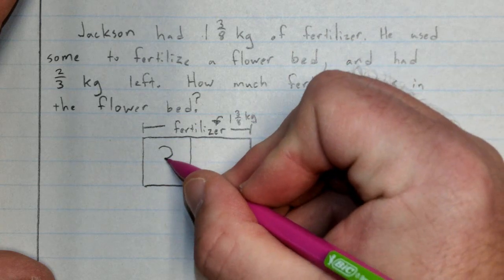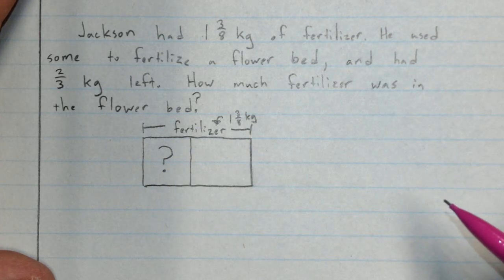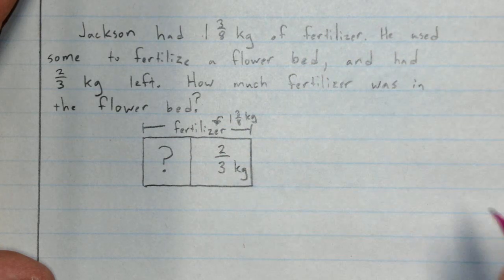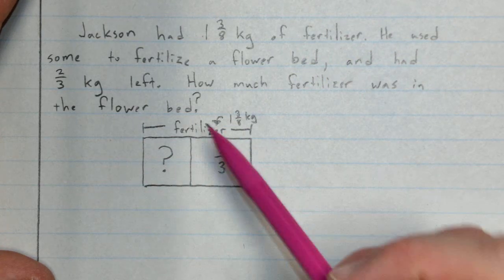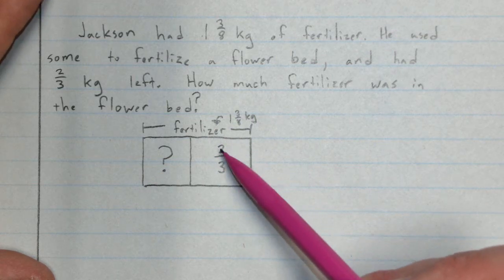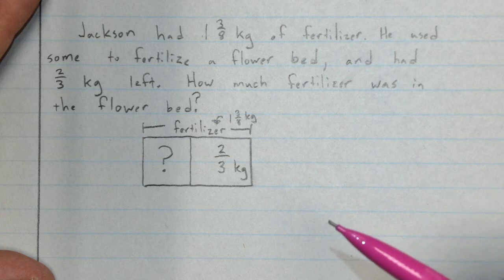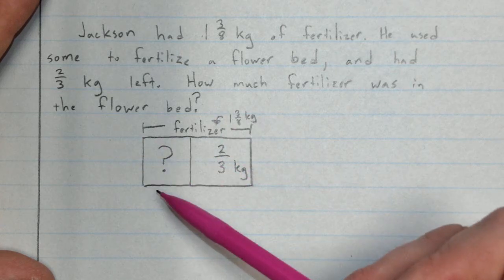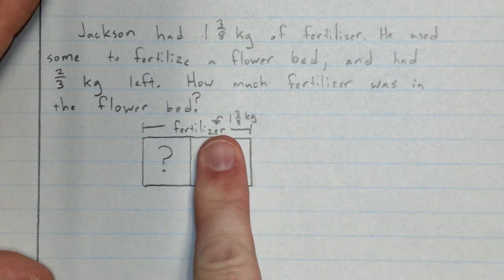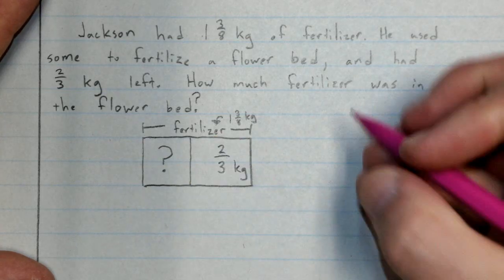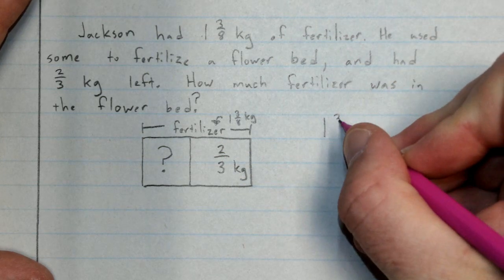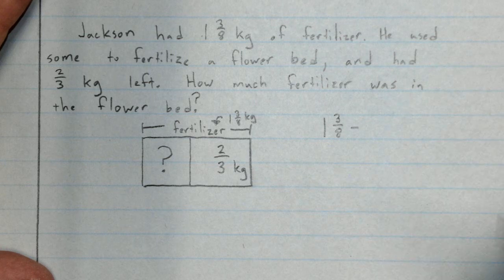He used some for a flower bed. I don't know how much. Some for the flower bed. And then had 2/3 of a kilogram left over. So if this whole tape diagram represents the 1 3/8 kilograms he started with, and we know he had 2/3 of a kilogram left over, we need to find this. And the best way to find this is to take this part away. When I am removing something, I am subtracting.